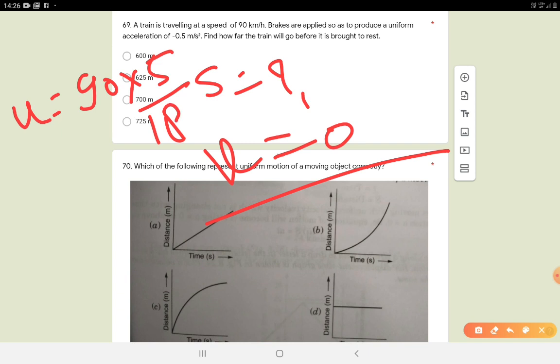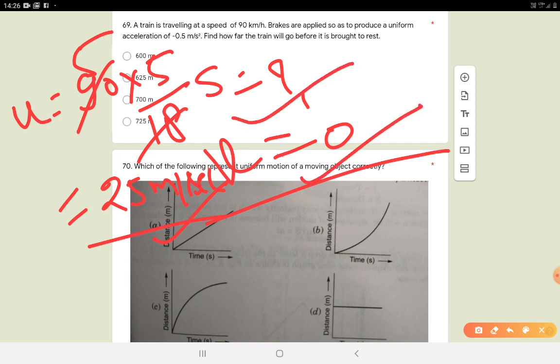This is also an important point. It should be 5 upon 18, so 25 meter per second. This is the initial velocity in this question, 25 meter per second, and the final velocity is 0. We have to find S, and acceleration is also given, minus 0.5 meter per second square. I don't think there should be any problem now. We can use our formula, which is V square equal to U square plus 2AS, and after applying this formula we will get our answer.